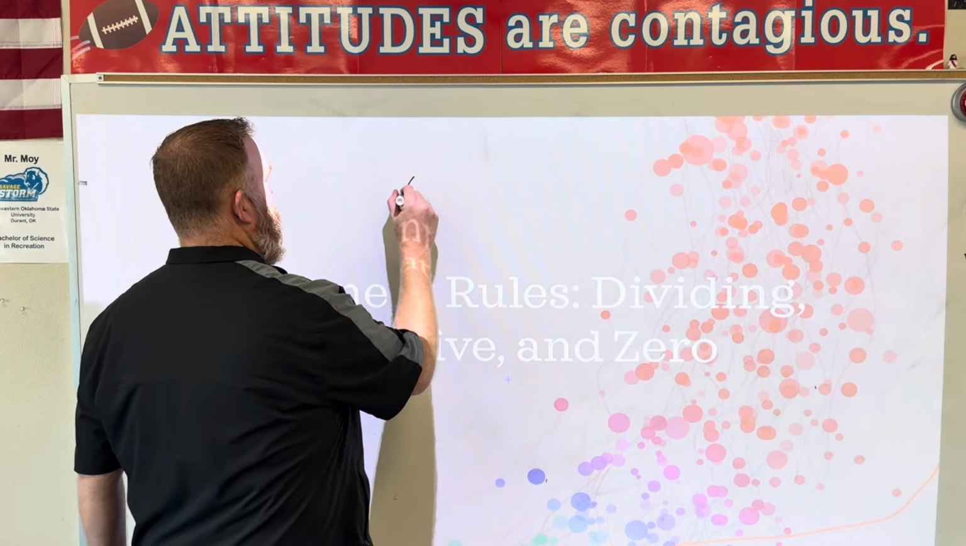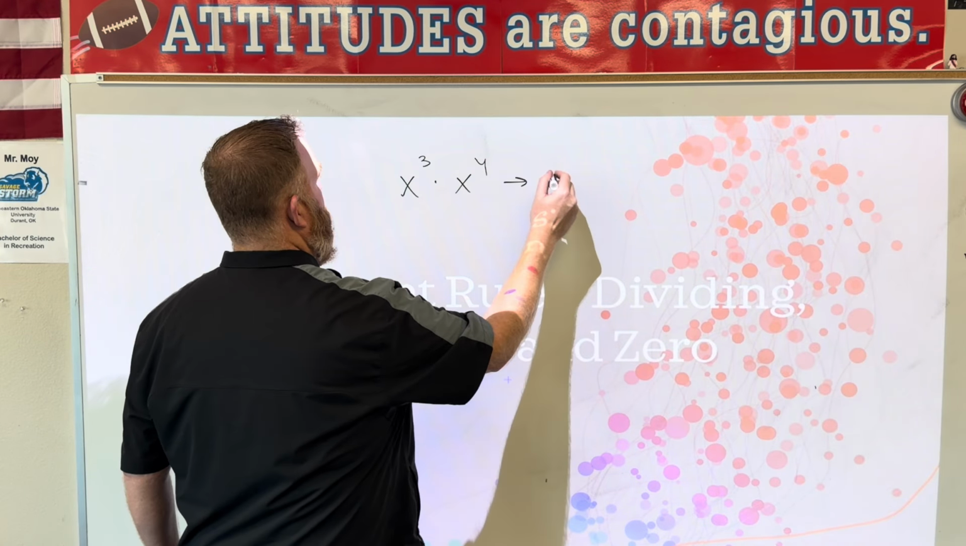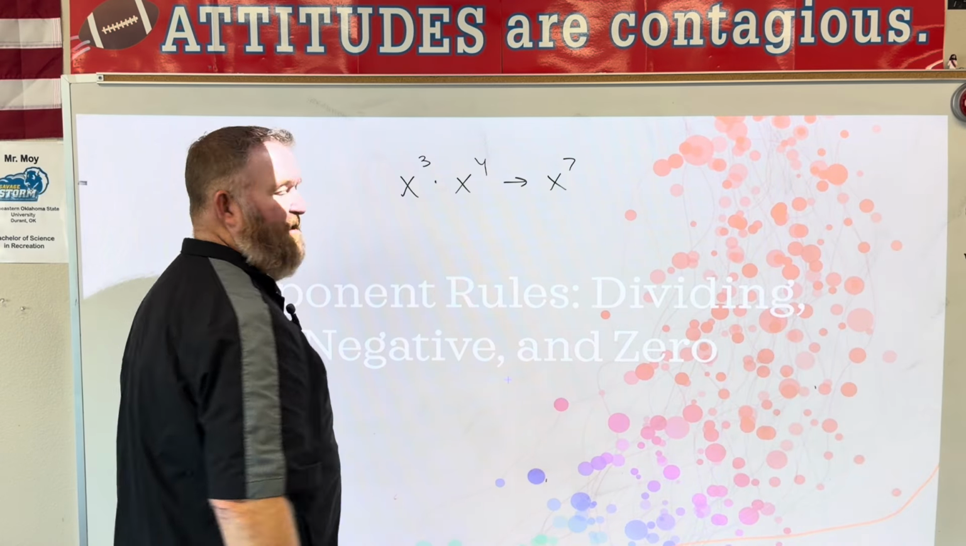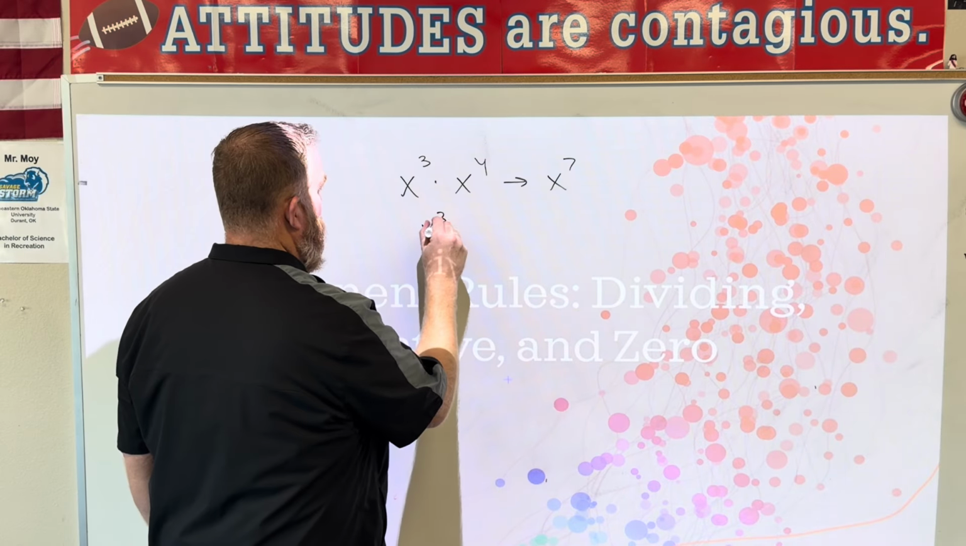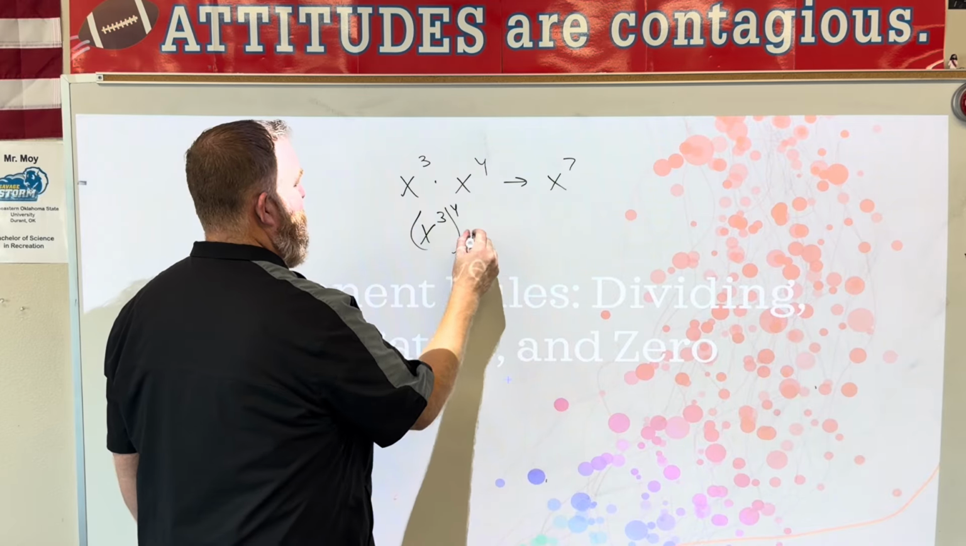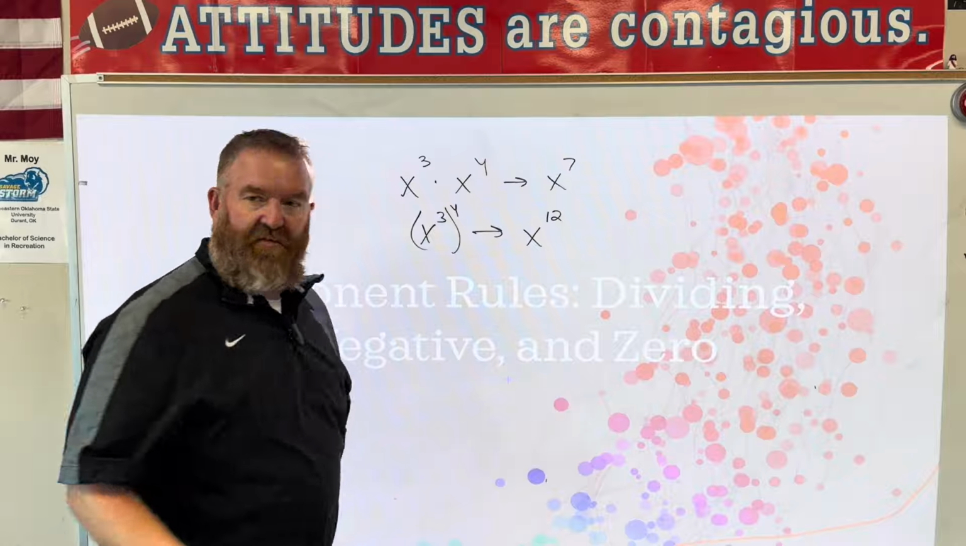So it was like this. We had x to the third times x to the fourth. What would that be? X to the what? Seventh. Do you guys remember that? And the other one that we talked about was this: x to the third to the fourth power. What is that? You multiply those and you get x to the 12th. Yes, you guys remember that now?